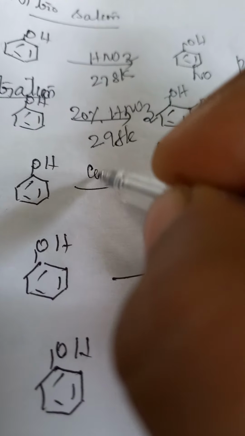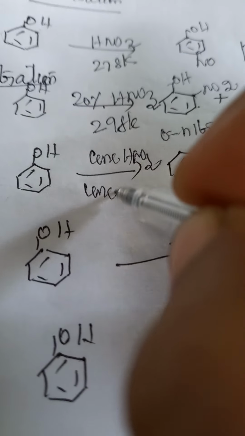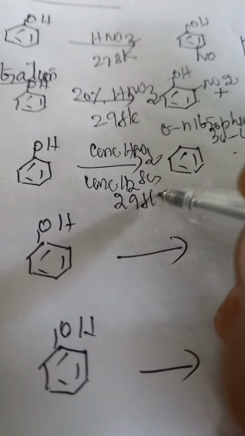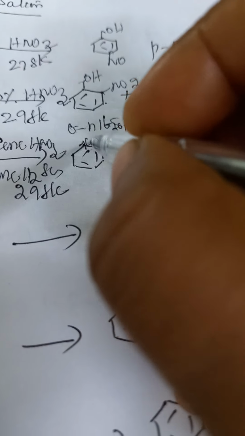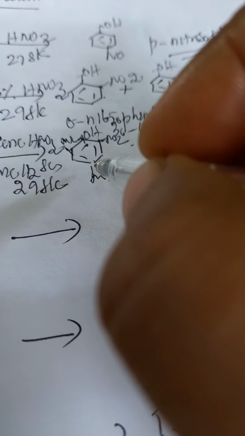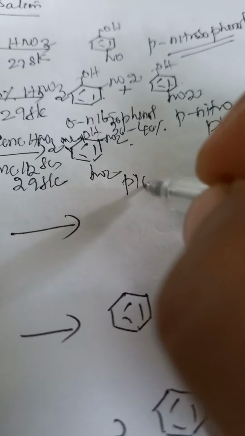Now nitration in the presence of concentrated nitric acid and concentrated sulfuric acid, H2SO4, at 298 Kelvin: from phenol we get a product with OH and three NO2 groups substituted, 2, 4, 6 trinitrophenol or picric acid.